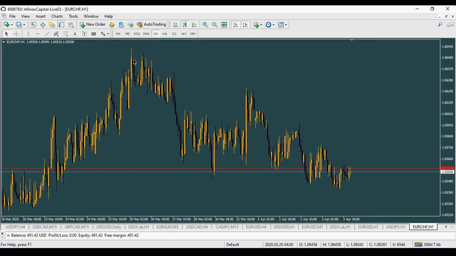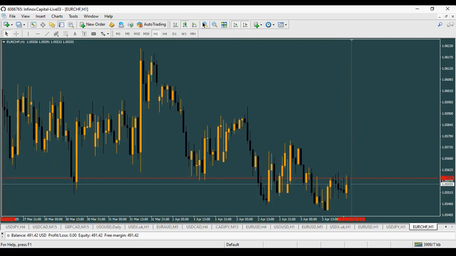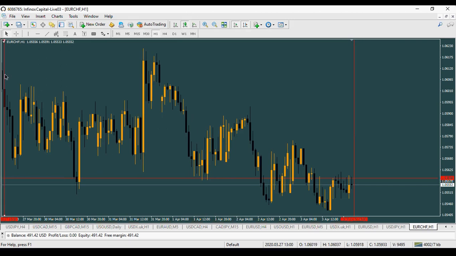Okay. Look at this market that you are seeing here, from here to here. How do we confirm that the market is bullish or bearish? How can we correctly know if a market is bullish or bearish? Okay, let's start from here.